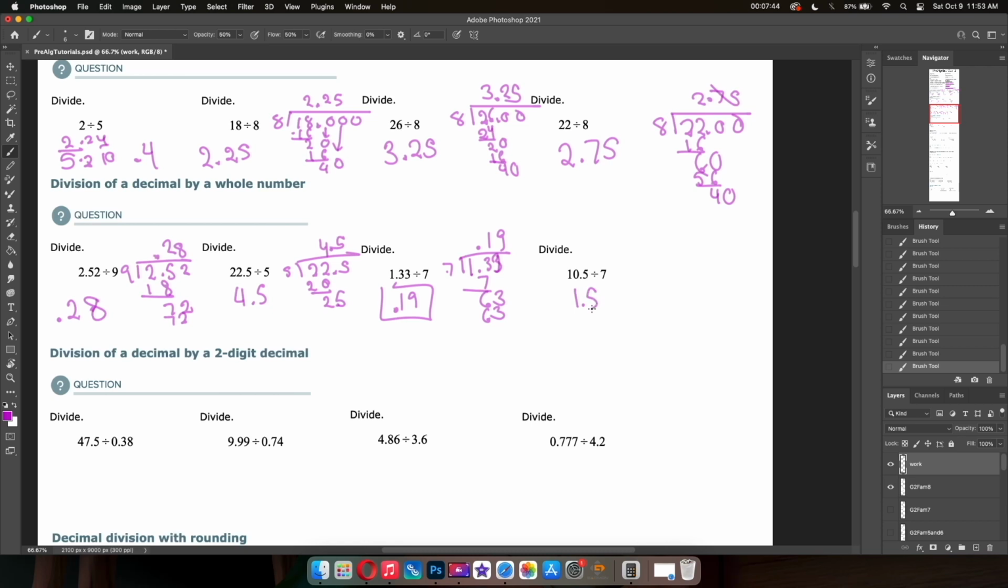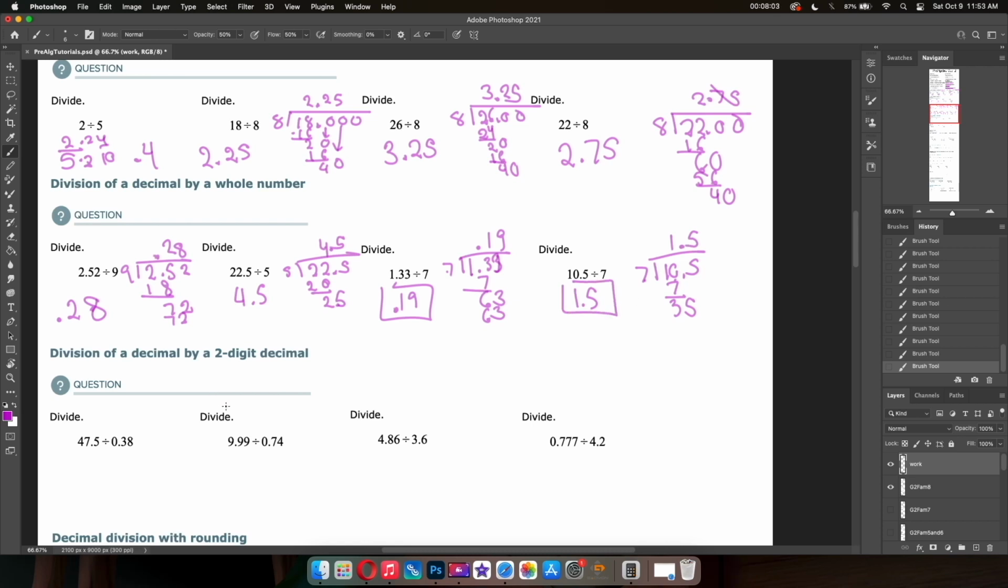Next, that's going to be easy too. All right, so 10.5 divided by 7. 7 goes into 10 once. When you subtract it, you're going to get 10 minus 7 is 3. The 5 drops down. 7 times what is 35? 5, and that's going to be your answer.